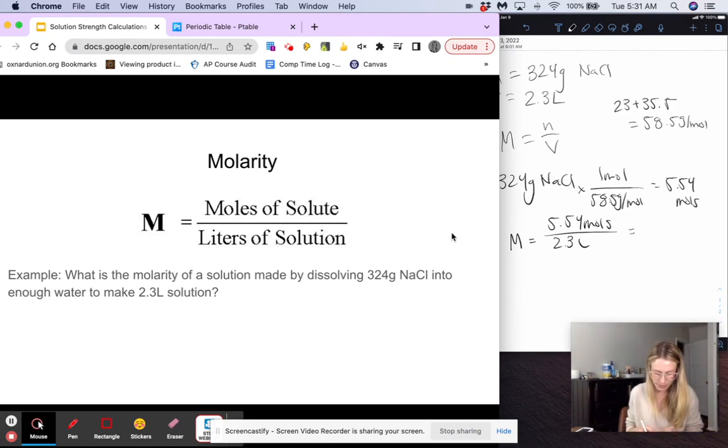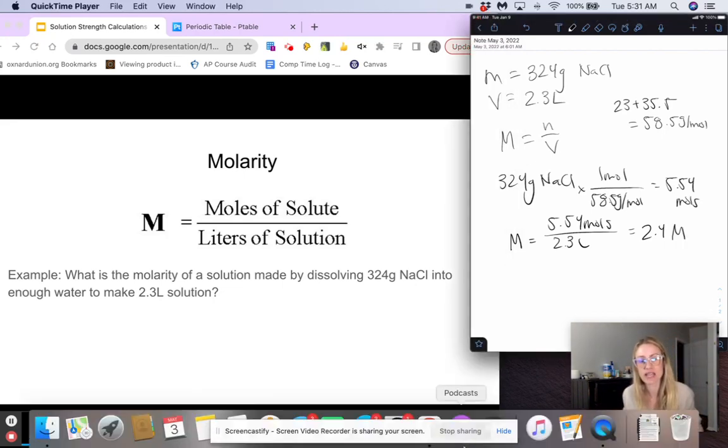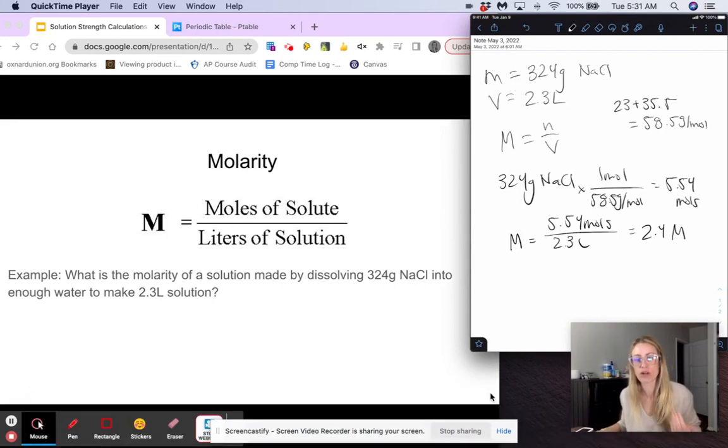So dividing this number by 2.3, and we get 2.4. I'm saying 2 and I'm writing 3. My goodness, it's early in the morning. 2.4 molar. So that's how you say that. You don't say the molarity is 2.4. You say it like 2.4 molar solution.